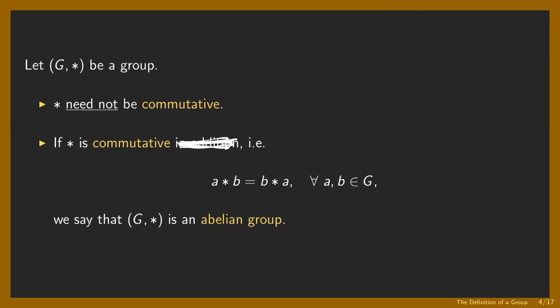If the operation star is commutative, by that we mean a times b equals b times a for any a and b in G, we will say G is an abelian group. So we use the word abelian as an adjective named after a mathematician whose name is Abel.